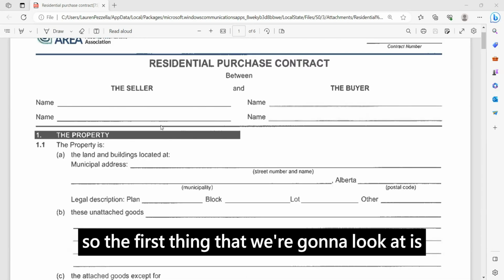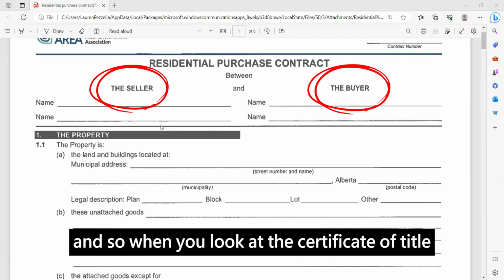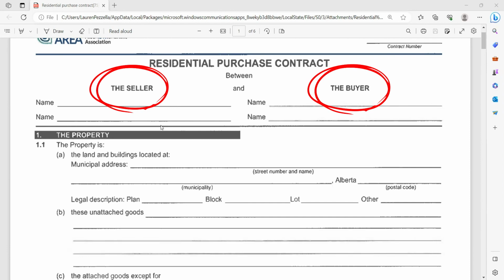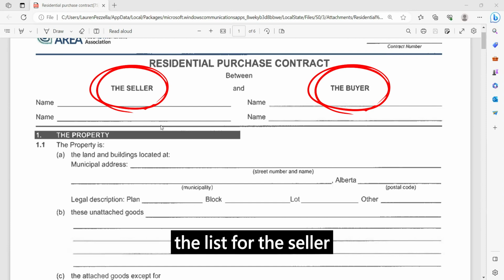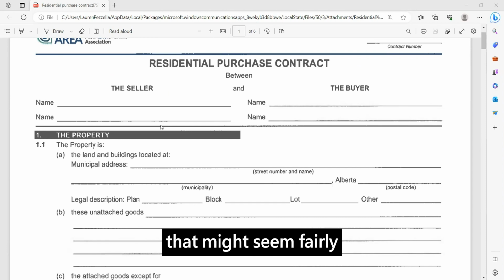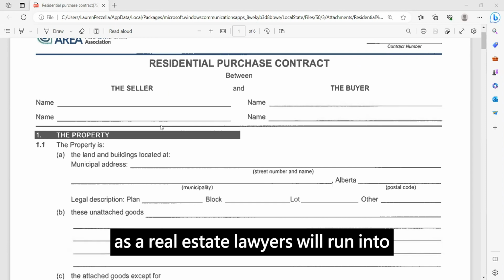So the first thing that we're going to look at is the seller and the buyer. When you look at the certificate of title, it's going to indicate who is on title, and those names have to be on the list for the seller. Same thing for the buyer. Now, that might seem fairly straightforward, but there are always problems that real estate lawyers will run into.